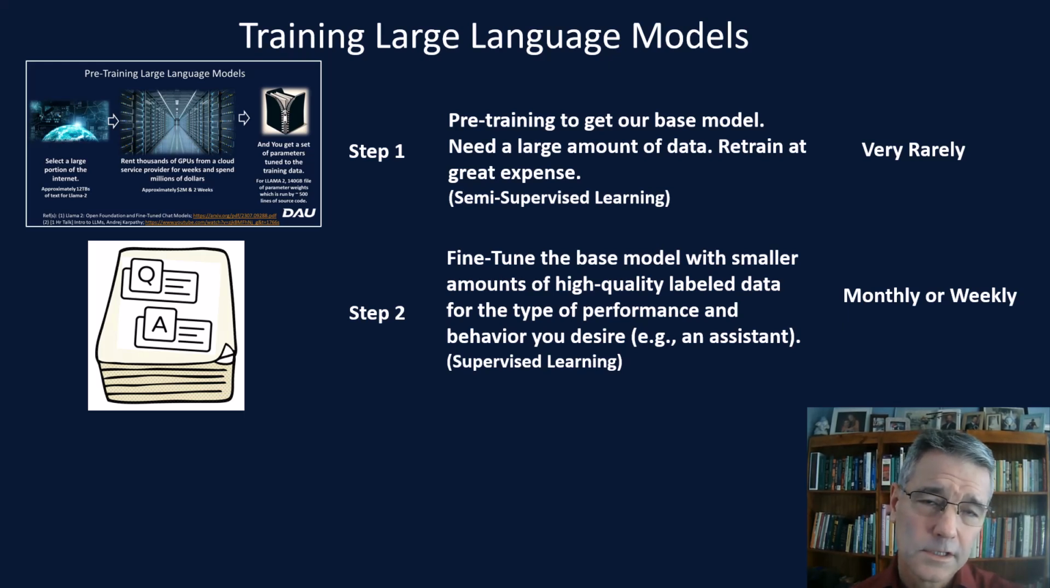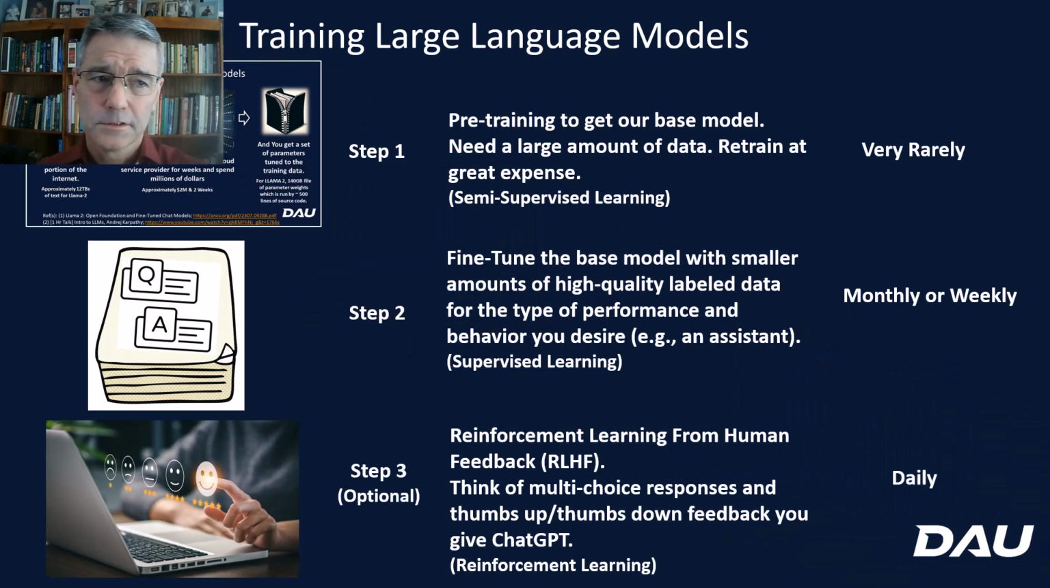Now, this fine-tuning step is still a lot of work, but it's much cheaper and easier than the pre-training phase, so you can do this a lot more often, maybe monthly or even weekly. So an optional step three helps to further align the model to behave and respond in an acceptable manner, and that's called reinforcement learning from human feedback.